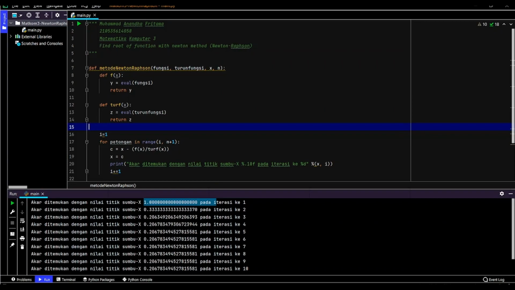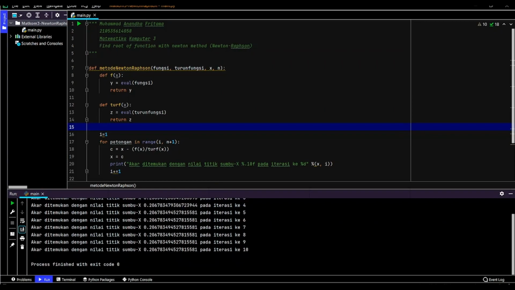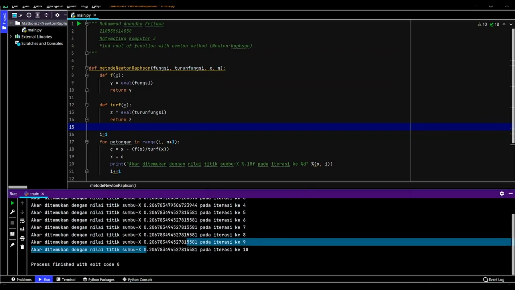And then at the last iteration, the 10th, the x value is 0.2 and so on.